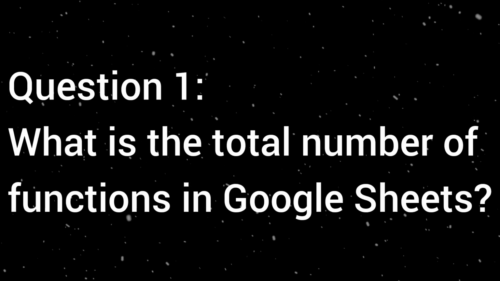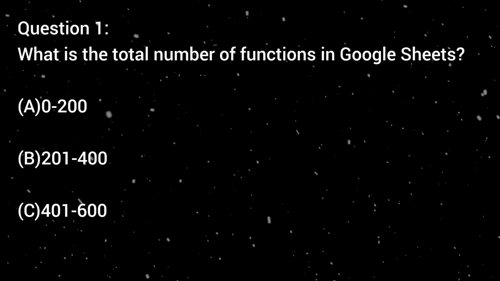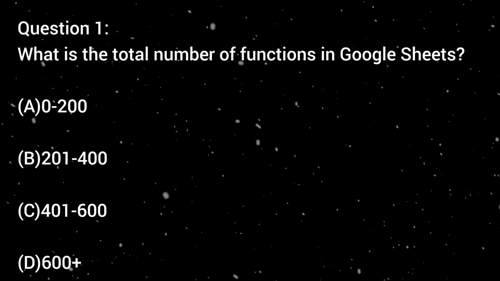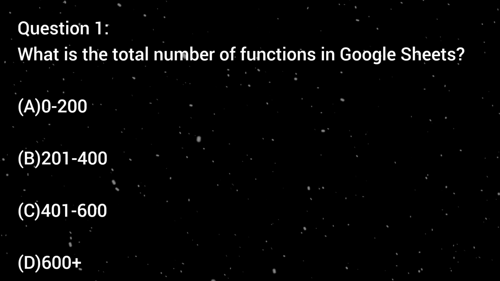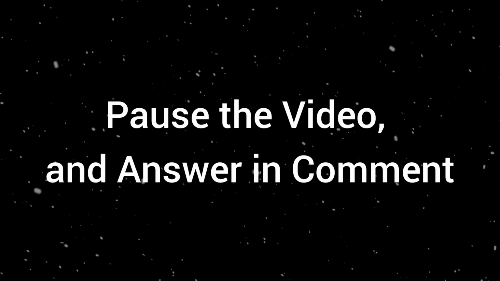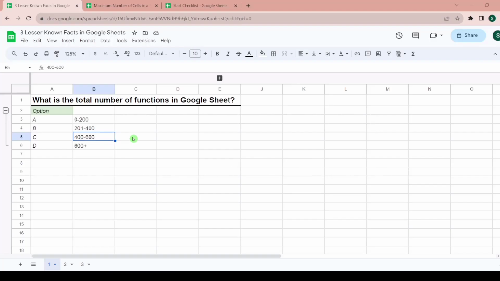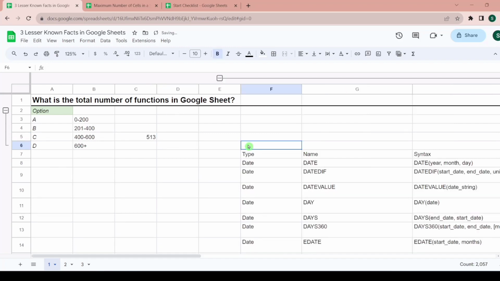What is the total number of functions in Google Sheet? Options are 0 to 200, 201 to 400, 400 to 600, or 600 plus. The correct answer is option C, 400 to 600. The actual number of total functions as of date is 513 in Google Sheets.